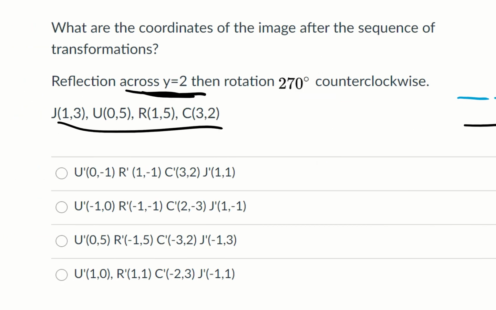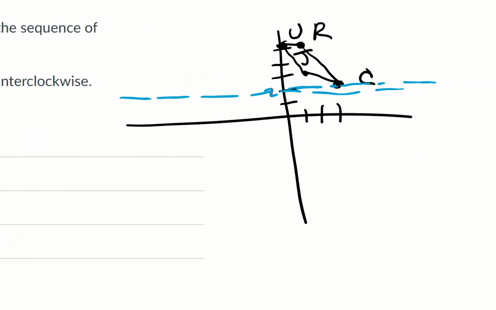And the coordinates of C are at 2. Okay, so C is actually on that line. If C is on that line, then that means it's going to stay on that line when we reflect it. Now this one, on the other hand, if we reflect it here, it'll go down here 1 unit. And so this will be C prime. This will be J prime.